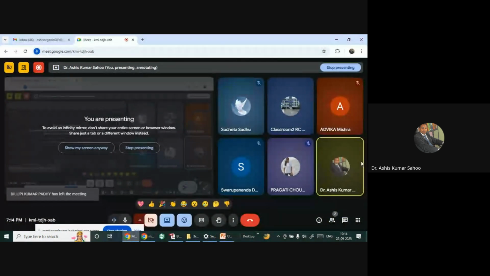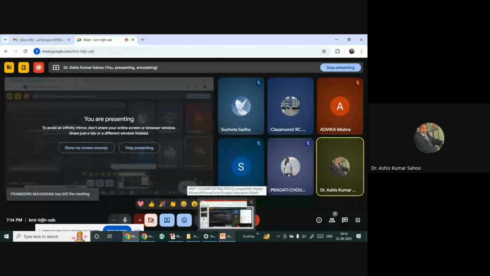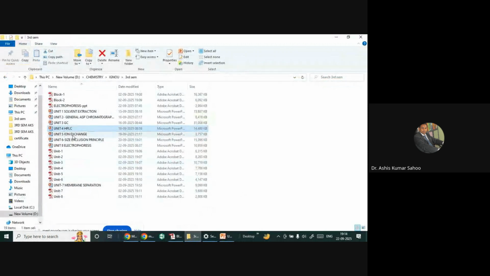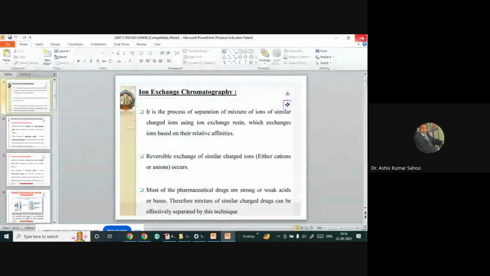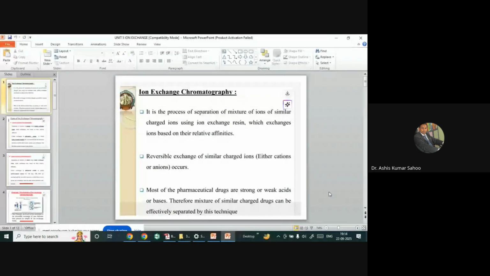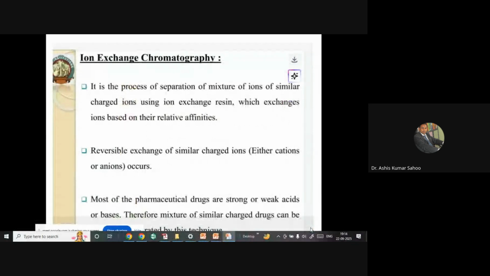So we see the next slide, ion exchange. So next is very important: ion exchange chromatography. It is a process of separation of a mixture of ions of similar charge using ion exchange. The process of separation of a mixture of ions of similar charge means positive or negative charge ions will be there.